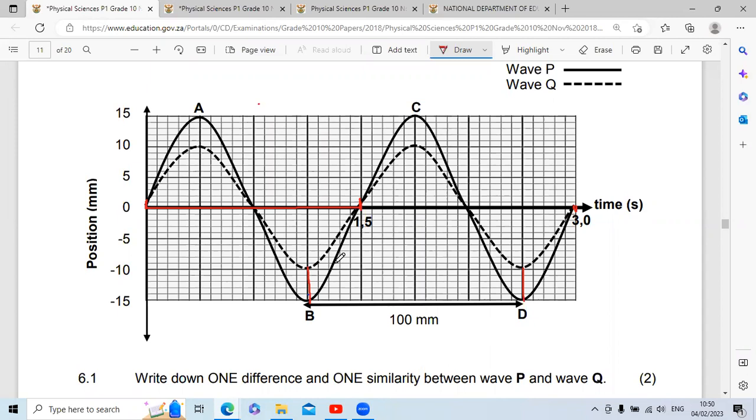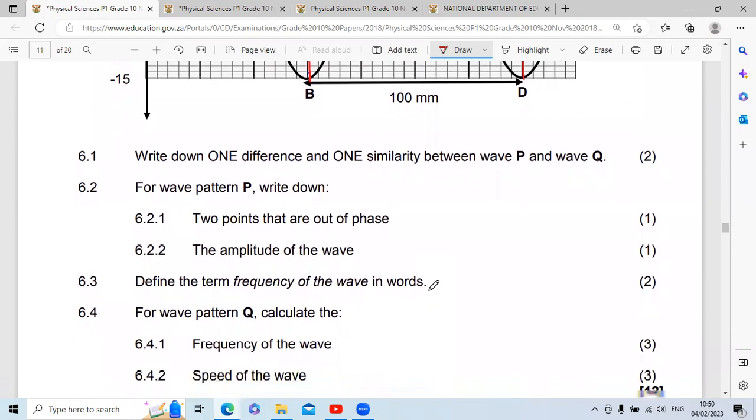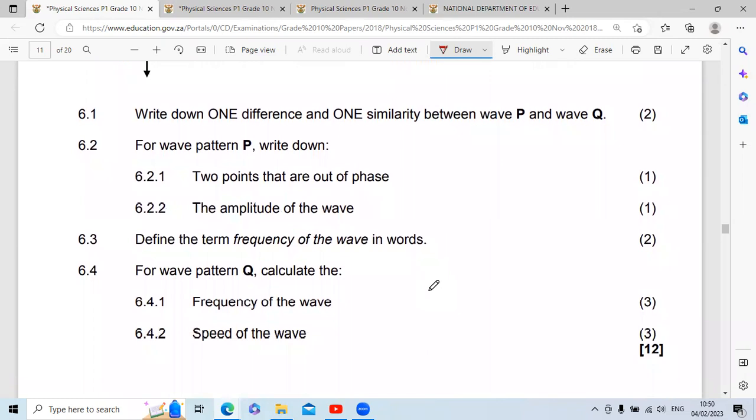Do you understand the period part? Yes. Okay. So they say for wave pattern P, we're just going to look at the solid wave. You have to name 2 points that are in phase, and they want the amplitude of the wave.